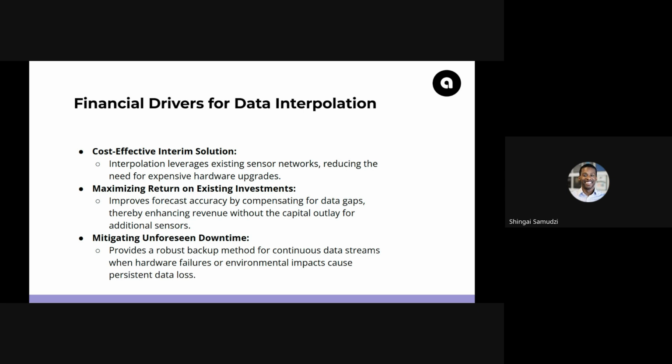And then what this also helps with is mitigating against unforeseen downtime. And so I mentioned before that there are lots of different reasons why you might have downtime, from weather to unforeseen network issues that prevent upload, to other fault issues with devices, sensors rather. And this allows you to provide a more robust backup method to ensure that you still do have either continuous data streams or at least a continuous data set when you're actually looking at your uploaded data in the cloud.